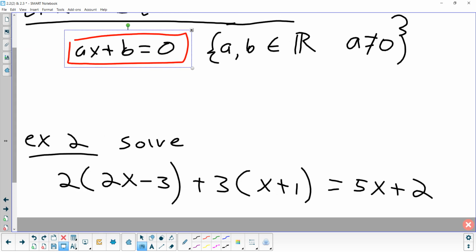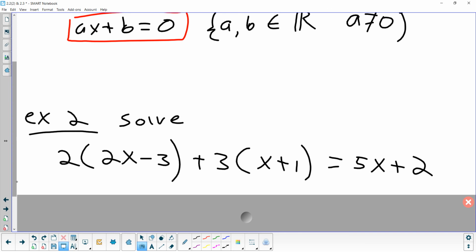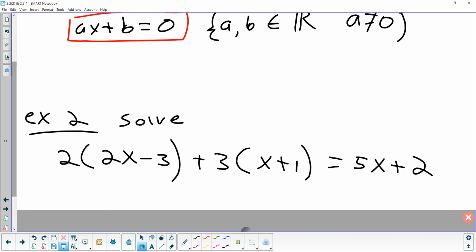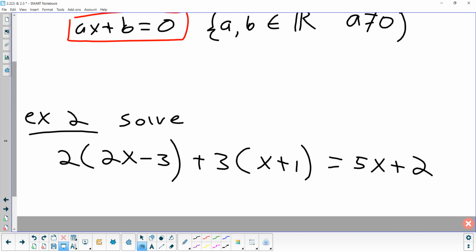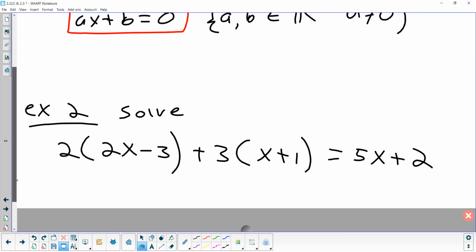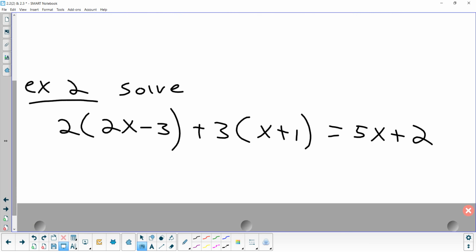So there's our equation. Which again, you could multiply all this out, put everything on one side, and make it look just like that. So this is linear. How about, Gianna, what would my first step be to solve this? Distribute the 2 and 3. Yep. Can you tell me what I would get when I do that? 4x minus 6 plus 3x plus 3. Good. All right, so first step would be to distribute.